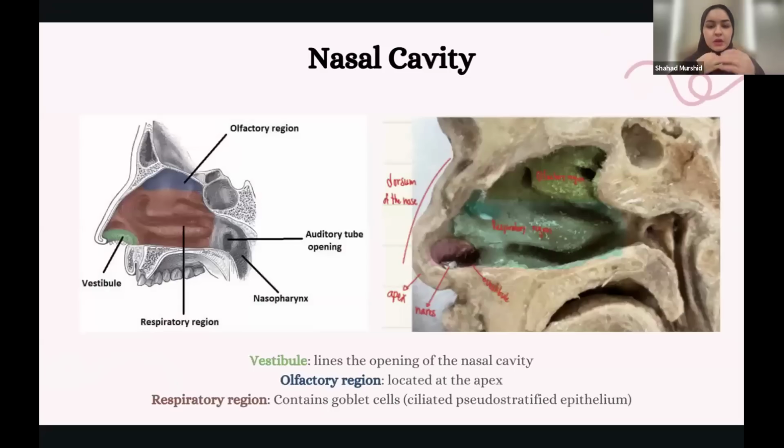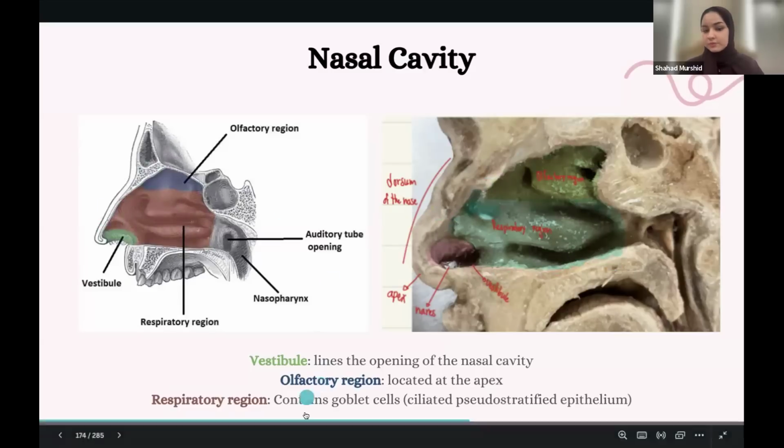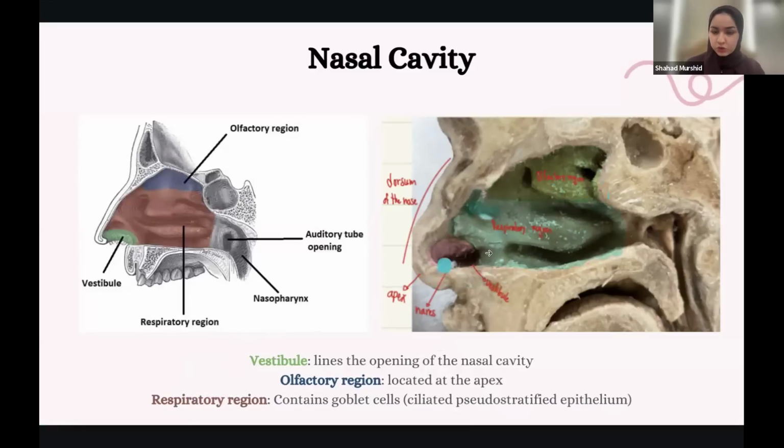Okay, so for the nasal cavity, first let's talk about the different regions of the nasal cavity. You have three different regions: the vestibule, the respiratory region, and the olfactory region. The vestibule is basically the opening of the nasal cavity, so it's the outermost part. The olfactory region is at the apex, so it's at the top over here. And the respiratory region is this part over here. This is the part where you have pseudostratified ciliated epithelium with goblet cells, which we're going to see when we talk about the histology part of this. But these are just things to note, and make sure you know how to identify them.